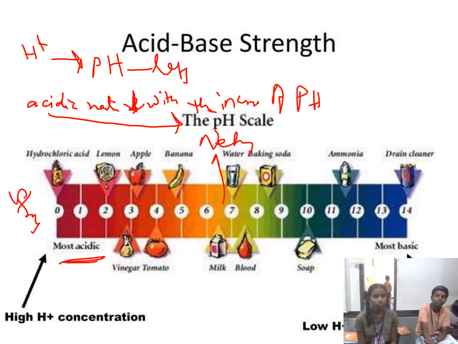Okay. Again, I will make another point. Acidic nature and basic nature differences are there. If H plus ions are more, the pH will be lower. If the acidic nature is lower, the pH will be higher. Okay.